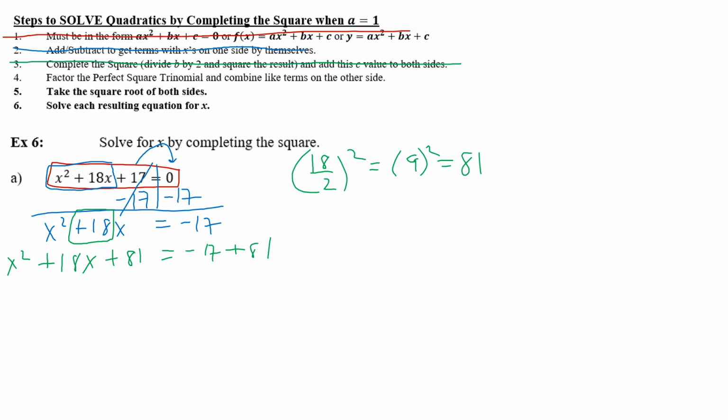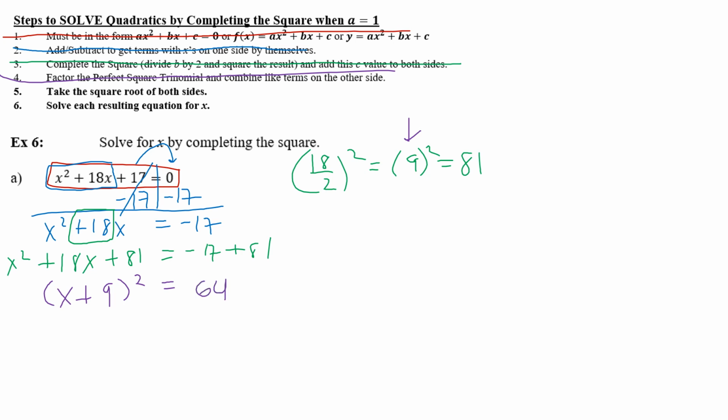Okay, so step 4 says factor the perfect square trinomial. Remember, there's a shortcut to do this. On the left, this should always equal some quantity raised to the second. x will be the first one, and then remember when we took b and divided it by 2, we got 9, so that's going to be a positive 9 that goes in there. And on the right, negative 17 plus 81 are like terms. We add them, we get 64.